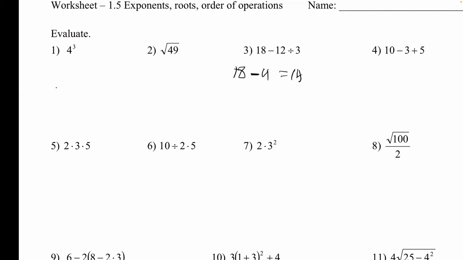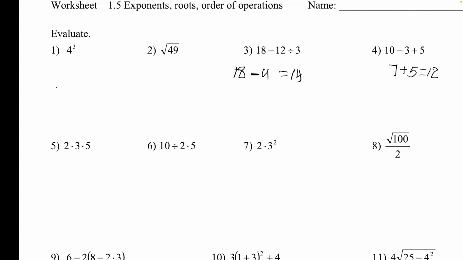Now from left to right, because here in number 4 there is minus and plus. 10 minus 3 is 7. Add 5 equals 12.